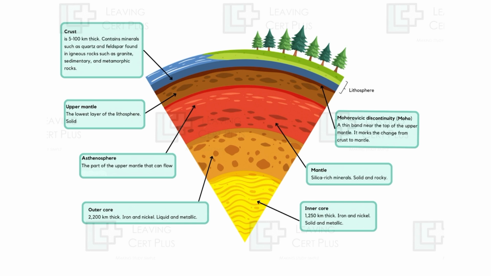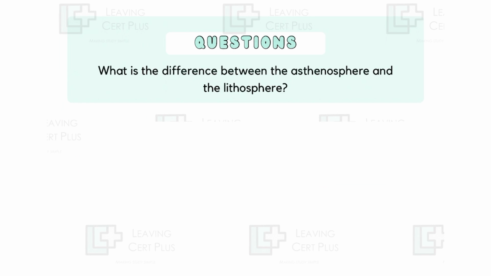This is the part of the upper mantle that can flow. Beneath that we have our mantle, which is silica-rich minerals, can be solid and rocky, molten. Below that we have our outer core, 2,200 kilometers in thickness, iron and nickel, liquid and metallic. And lastly, our inner core, around 1,250 kilometers in thickness, iron and nickel, solid and metallic.